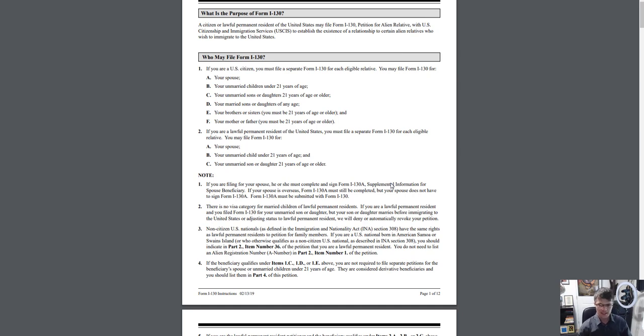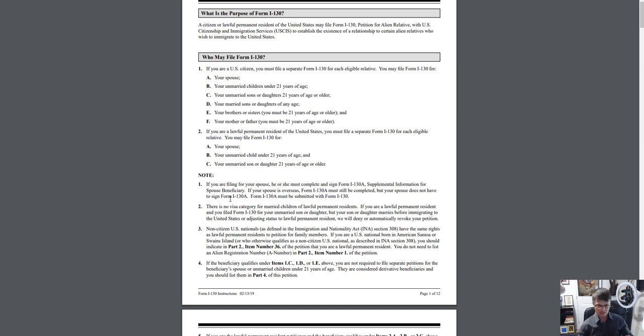Alright, so a few things to note. If you're filing for your spouse, he or she must complete and sign Form I-130A. It's for them. If you're filing for your spouse, it's their responsibility to do the I-130A. It's the supplemental information for the spouse beneficiary. Make sure they do it. If your spouse is overseas, Form I-130A must still be completed, but your spouse does not have to sign Form I-130A. Form I-130A must be submitted with Form I-130. So it's a very important thing to keep in mind here.